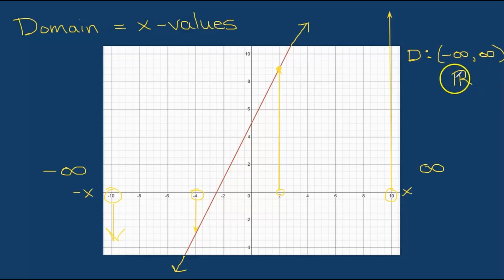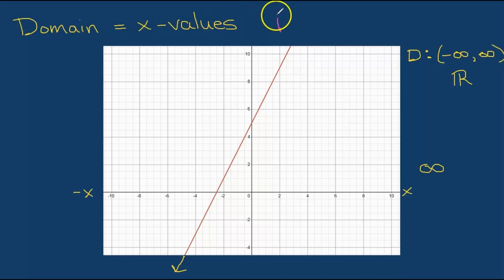This is something called a double stroke R. And double stroke R just means there are no restricted numbers. And that's our domain. So if we clear out the work that we did with our domain, let's do some work with range.